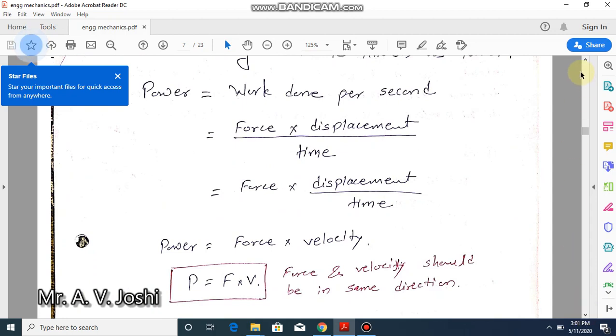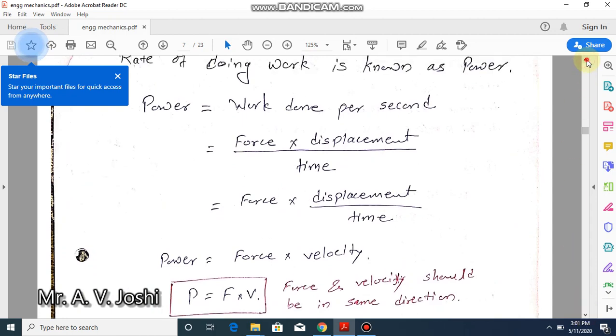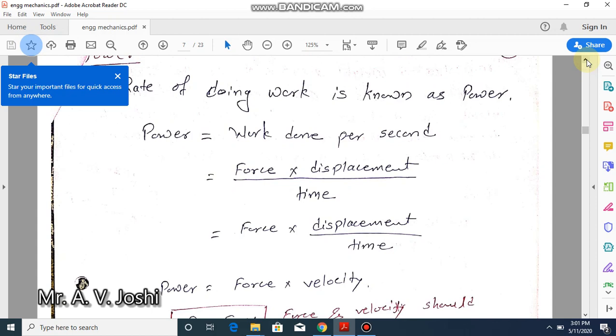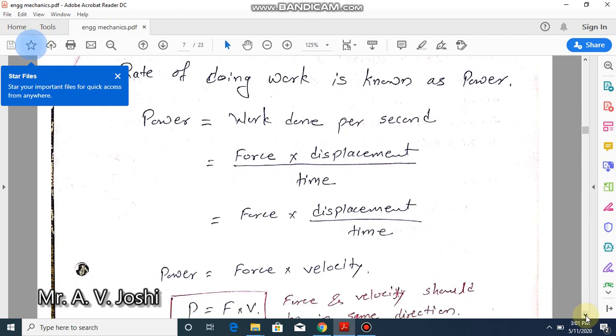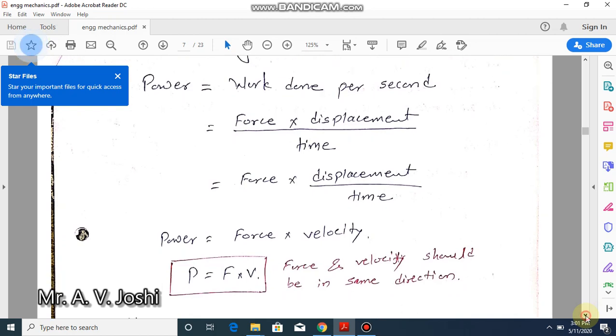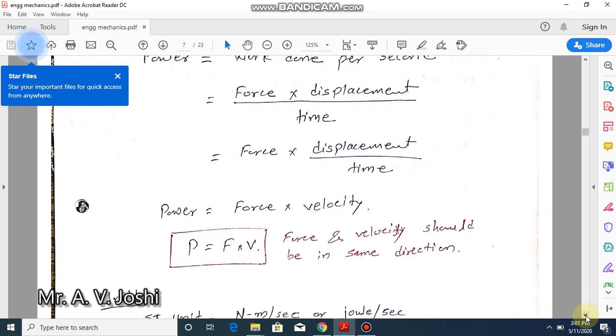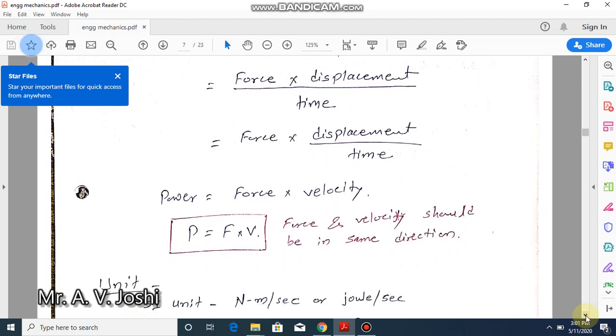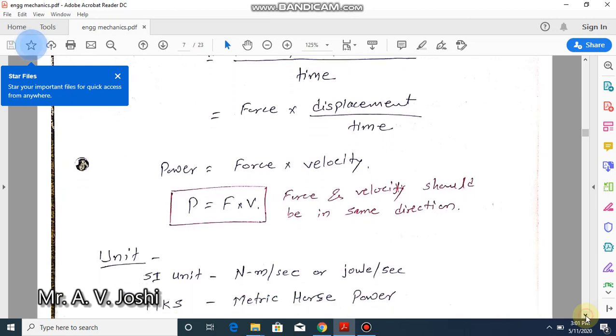So the next term is power. Power is the rate of doing work. Power equals work done per second, force into displacement divided by time. Displacement upon time is velocity, so power equals F into V. This is a simple equation. The unit of power is Newton meter per second or joule per second.